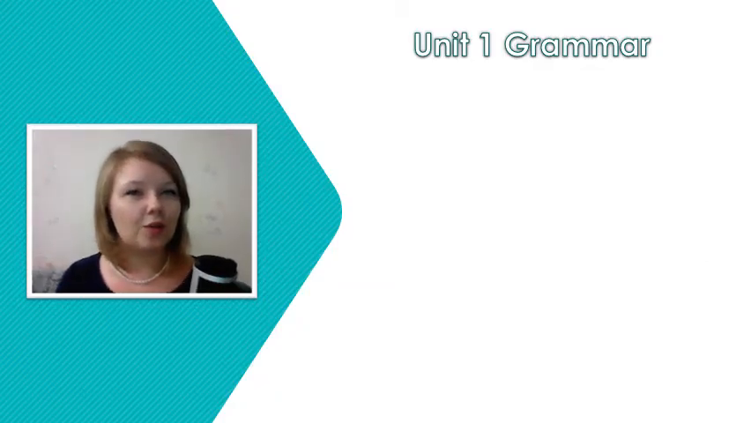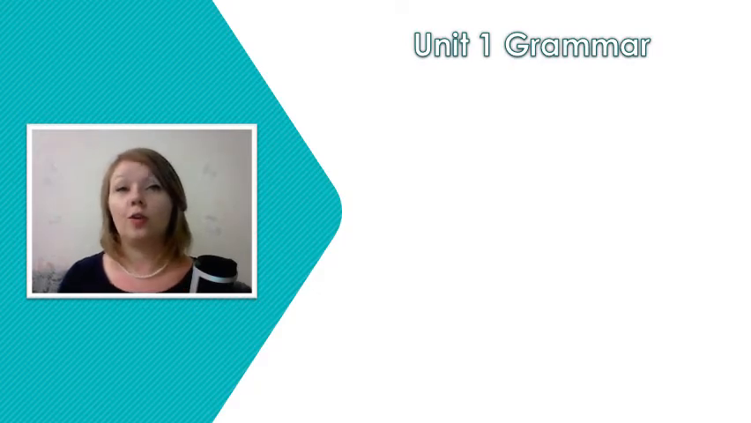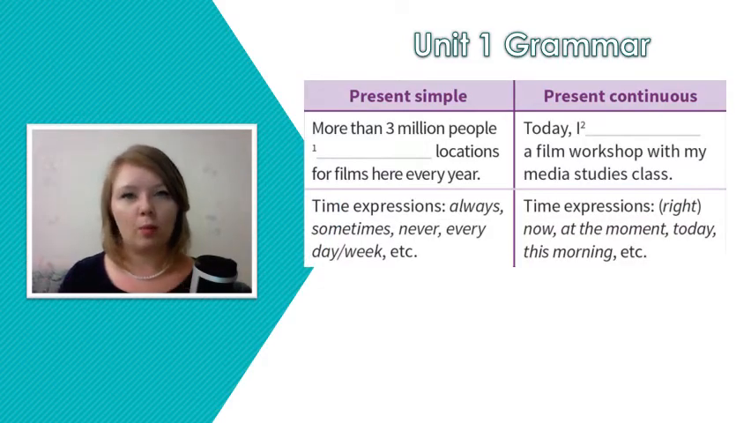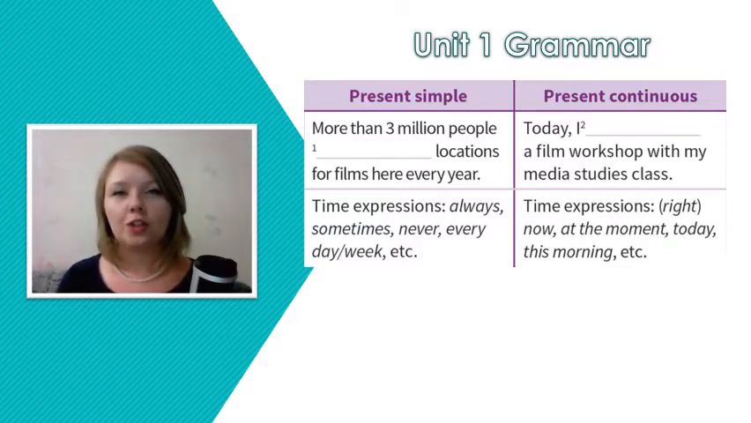Now that we have reviewed the Unit 1 vocabulary, let's go ahead and review the grammar that we learned in Unit 1. So the first important grammar point that we learned in Unit 1 was present simple and present continuous, which to use and when. There are a few easy ways we can remember which to use. So let's review how we can do that.